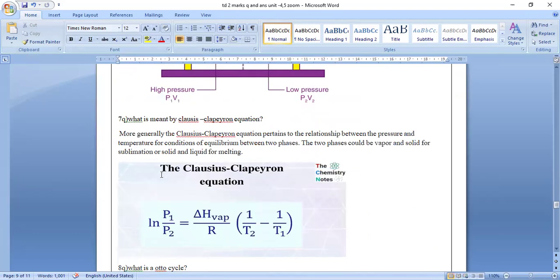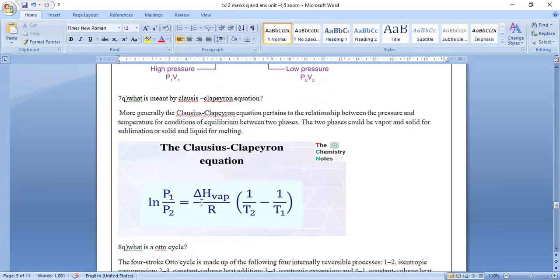What is meant by the Clausius-Clapeyron equation? The seventh question is, what is the Clausius-Clapeyron equation? It is very important in competitive exams also. More generally, the Clausius-Clapeyron equation pertains to the relationship between the pressure and the temperature. In an AC unit, you can see that they study only pressures and temperatures, or conditions of equilibrium between two phases. So two phases, you want to study P1, V1 and P2, V2 of an object. So that is the Clausius-Clapeyron equation.